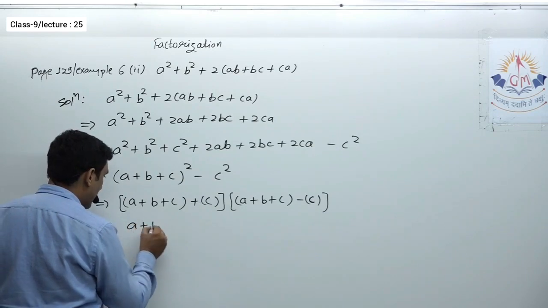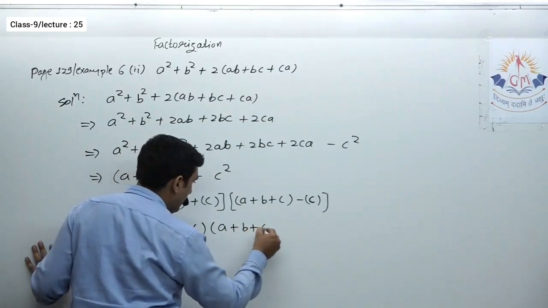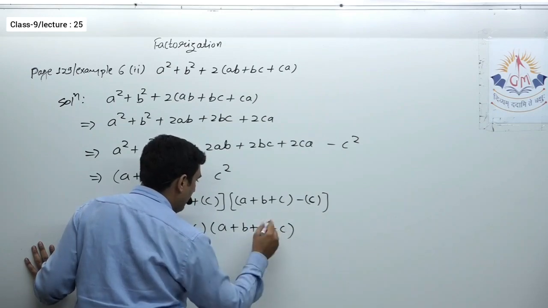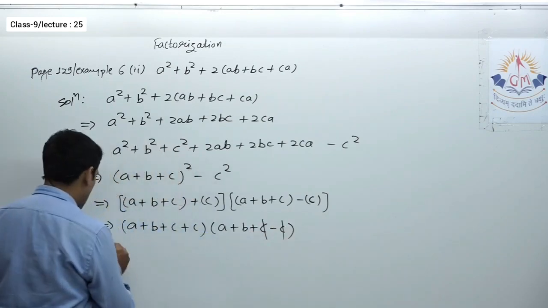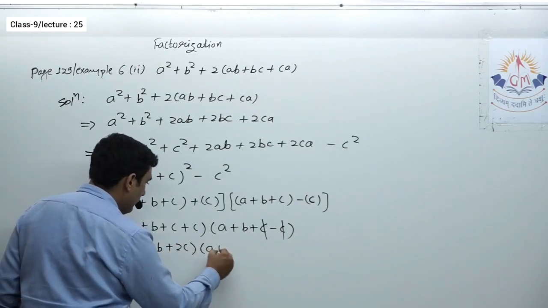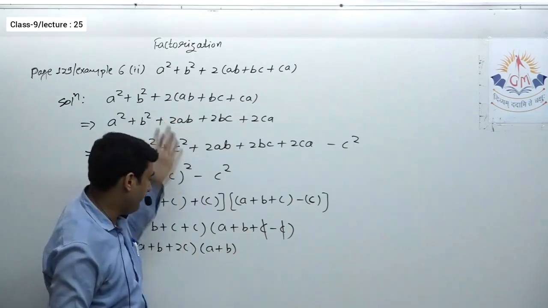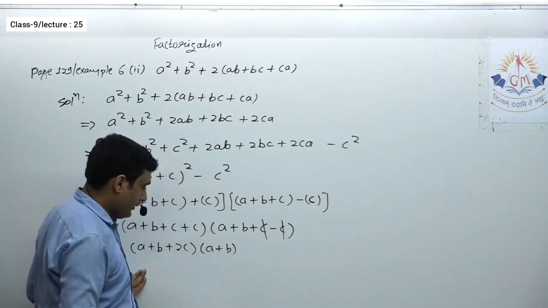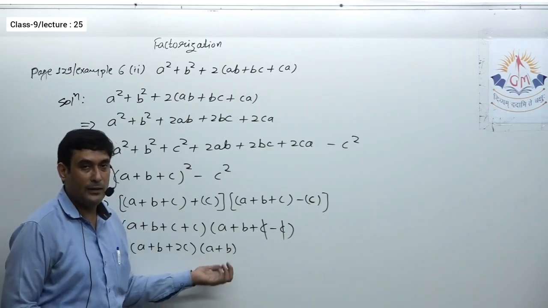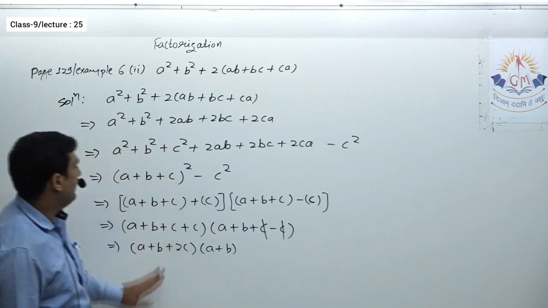So here I will get a plus b plus c plus c, and here I will get a plus b plus c minus c. Now this minus c and plus c will cancel out each other. So ultimately here I get a plus b plus 2c into a plus b. If you had noted down the previous method, you will find these two answers are exactly the same. Might be the order is changed, but again it is the product of two numbers, and in the product of two numbers we can change the order. So I hope this is clear to you. So please note it down.